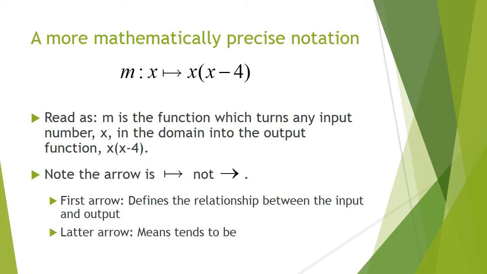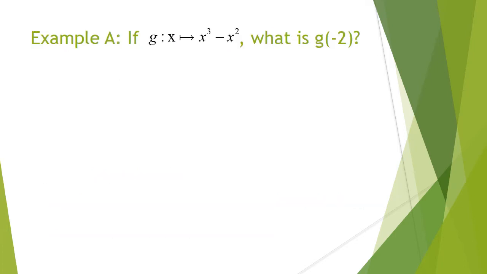And just one other thing to note, you're going to note that this arrow has a blunt end rather than just a straight arrow, which we've used in the past. The first arrow basically says it's defining a relationship between the input and output. And the other arrow, this one right here, in math means "tends to." So we're always going to be using this arrow here when we're writing this notation.